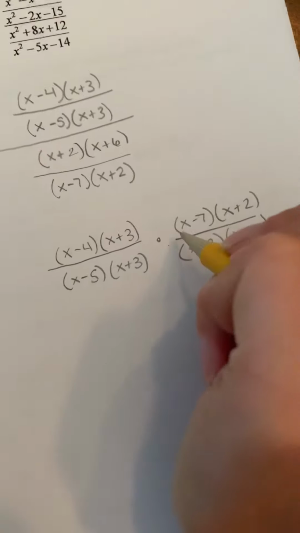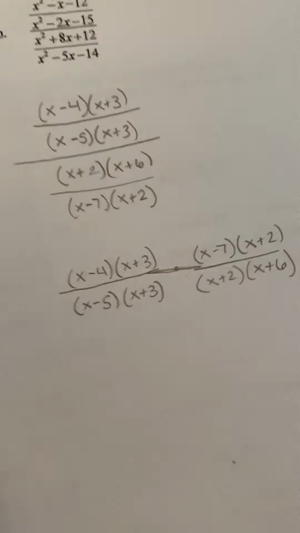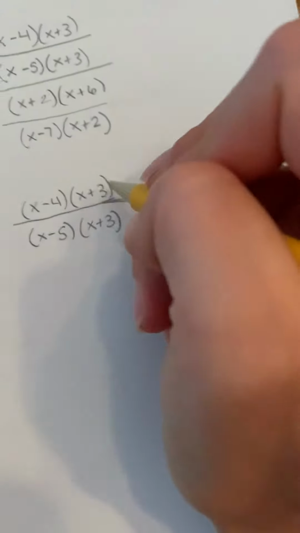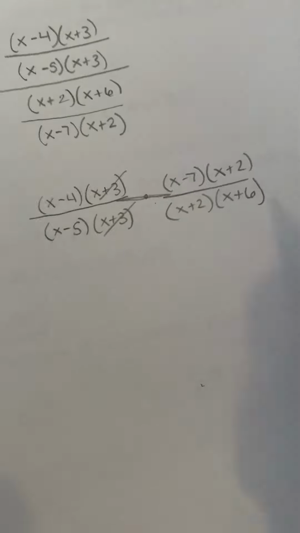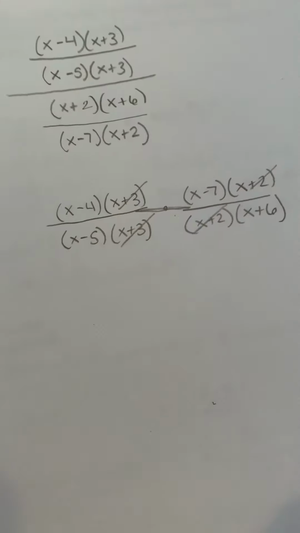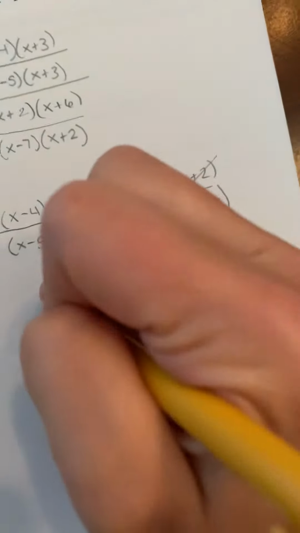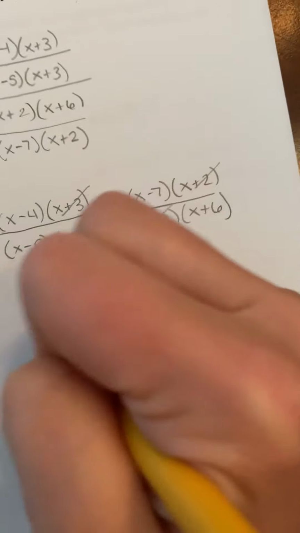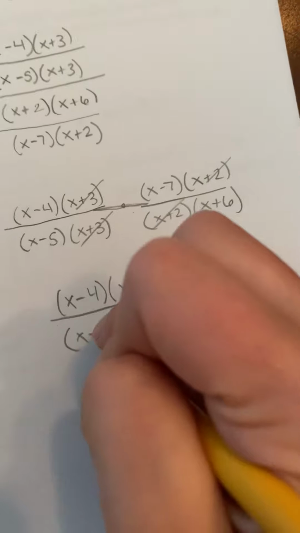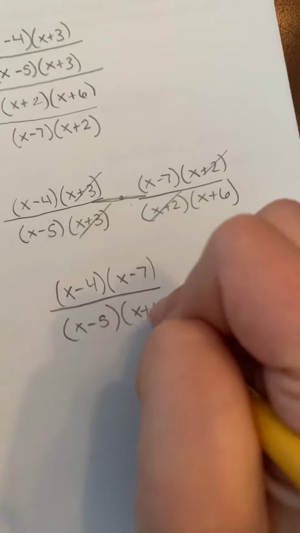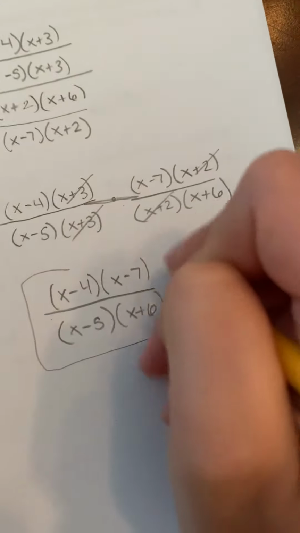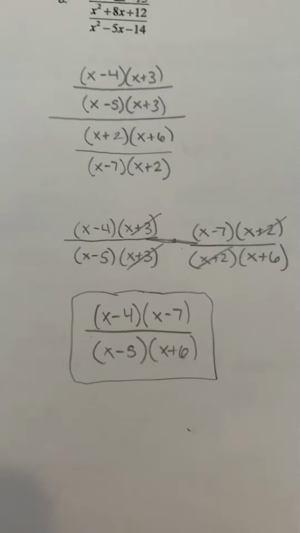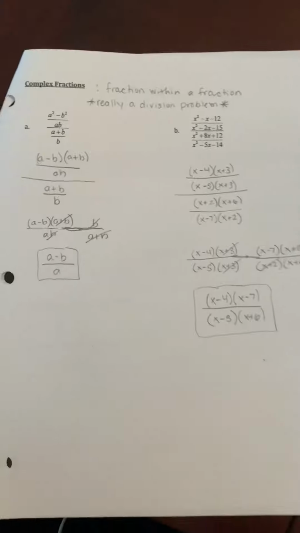Now that we're multiplying, we will connect the bars and look at what like factors we have. I see x plus 3 and x plus 3, x plus 2 and x plus 2. So we're left with x minus 4 times x minus 7 all over x minus 5 and x plus 6. If you want to multiply them through, you can, but leaving it in factored form is just fine. There you go.